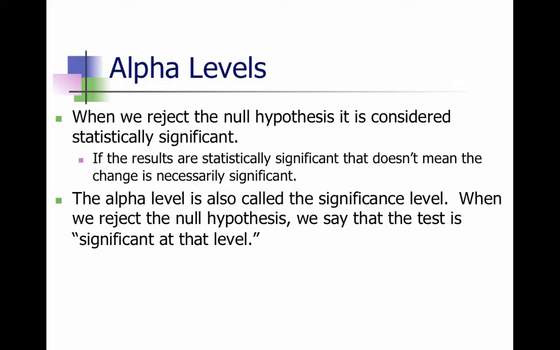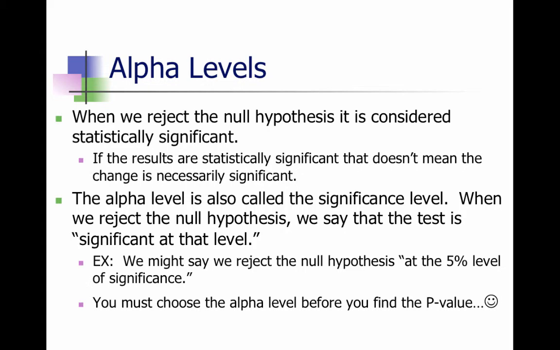When we reject the null hypothesis, we say the test is significant at that level. So if you have a 5% significance level, or your alpha level is 5%, we say that the test is significant at 5%. The important thing here, though, is that you have to choose the alpha level before you find your p-value. Otherwise, you can manipulate it so that you will either reject or fail to reject based on what you are trying to prove.